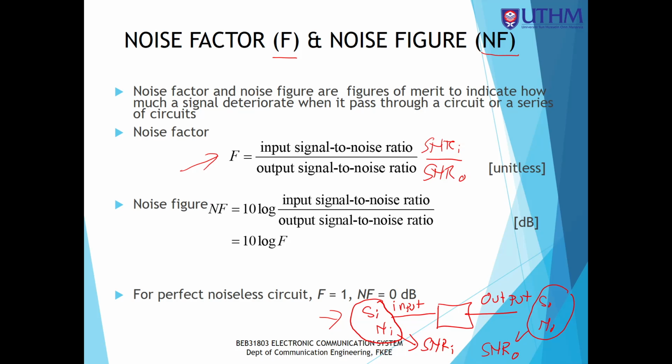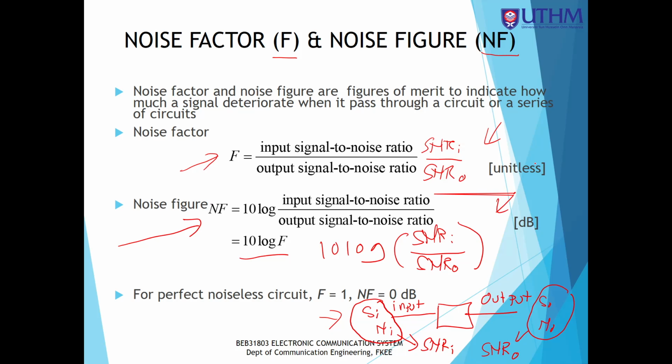Perhatikan kelas, input divide over output, bukan output bagi input, so jangan keliru. Okay, and then what happened for the noise figure? Noise figure, the symbol is NF. NF is 10 log of F. So 10 log of F is equal to 10 log SNR I divide over SNR O. You akan dapat dalam decibel. Tadi di atas tadi tak ada unit, no unit. Yang di bawah ini noise figure ada unit, iaitu decibel.